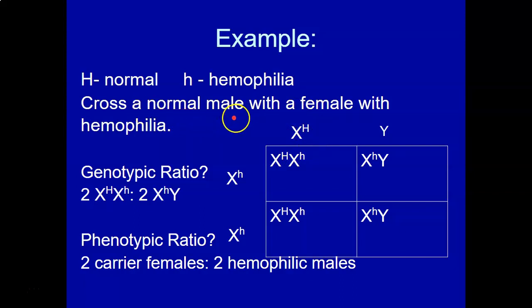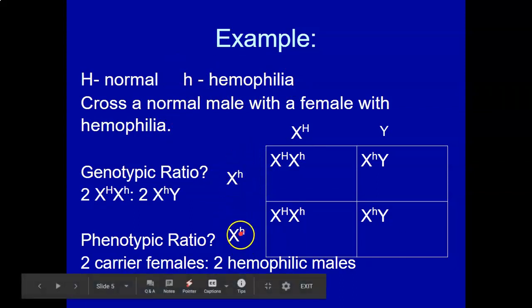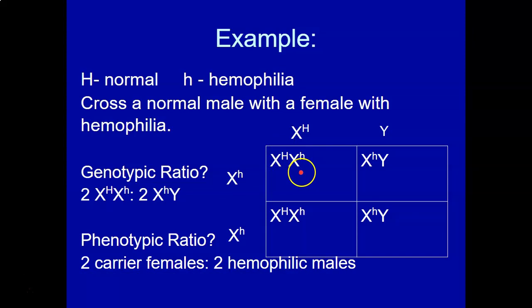Then you're going to cross the normal male with a female with hemophilia. Hemophilia is recessive, which means on each of her X's she would have to have the lowercase h. Then you put the X's and the Y's together, and the superscripts come with them. In this case, this would be a female who is healthy or normal, but she is a carrier. If you see the heterozygous form for normal in females, these are carriers, so make sure you say they're carriers.